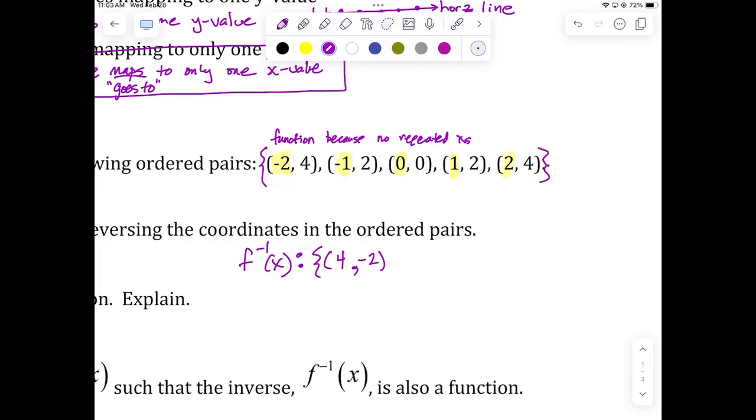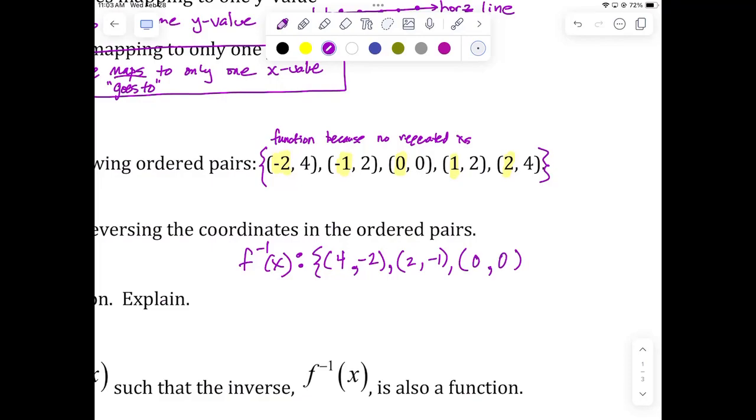So all we're doing is interchanging the x and y. Look at the next ordered pair. If my original function took the -1 and turned it into a 2, what is my inverse going to do with the 2? Turn it into a -1. You got the idea? All right, so what's going to happen to 0, 0 when I switch the x and y?